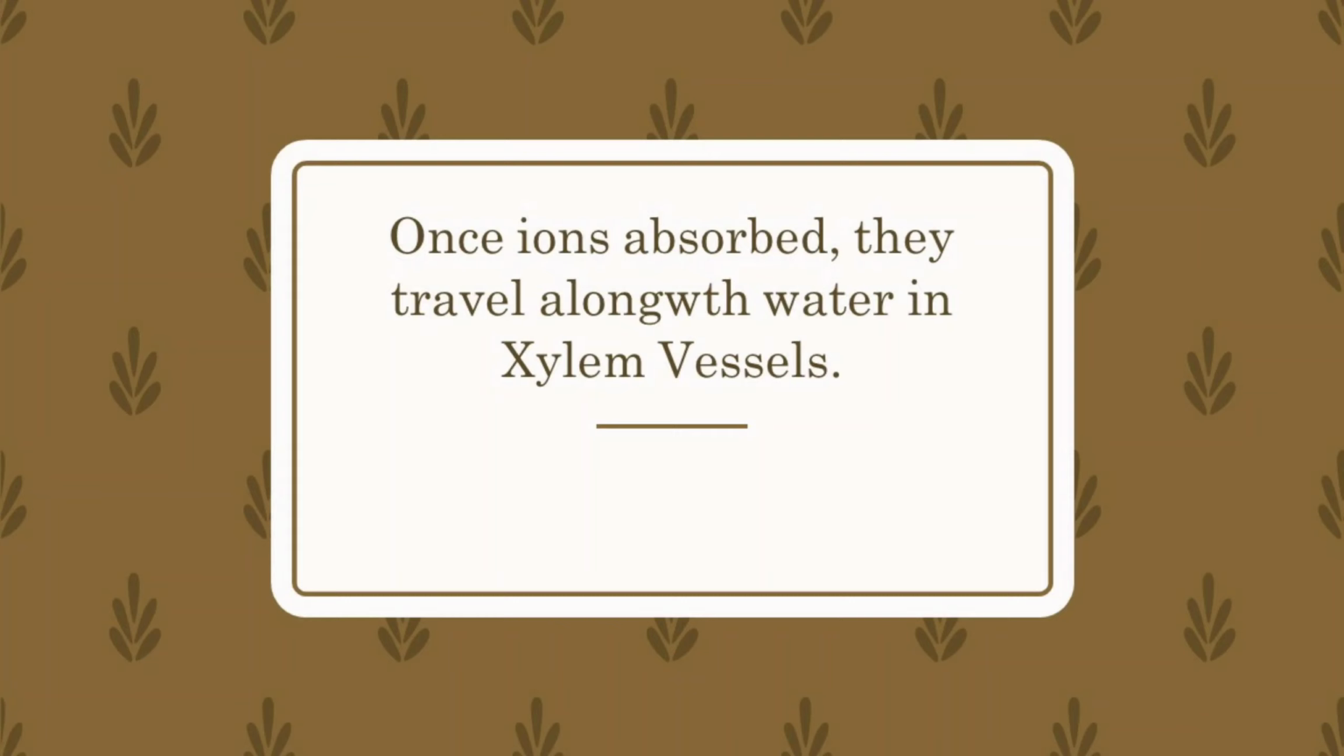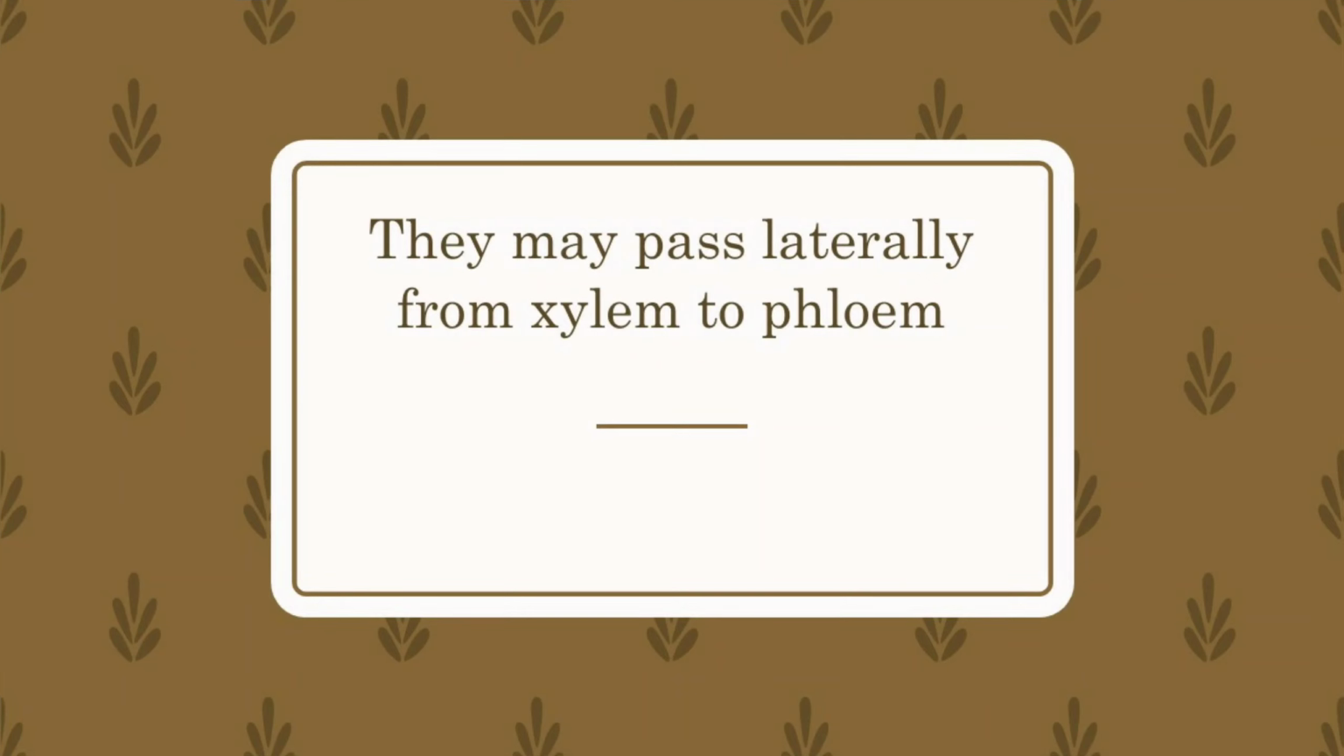Once ions are absorbed into the roots, they travel along with water in xylem vessels. As a leaf falls on the stream of water, it will travel along with water. In the same way, the ions will travel along with the water in the xylem vessels. These ions may pass laterally from xylem to phloem. In the vascular bundle, the xylem vessels and phloem sieve tubes are parallel with each other.